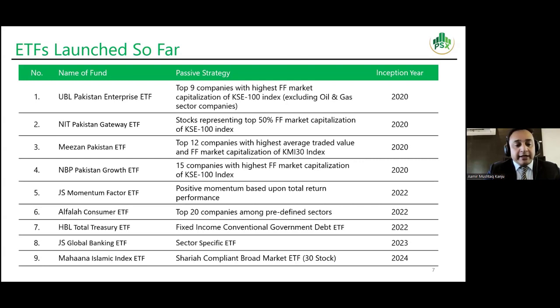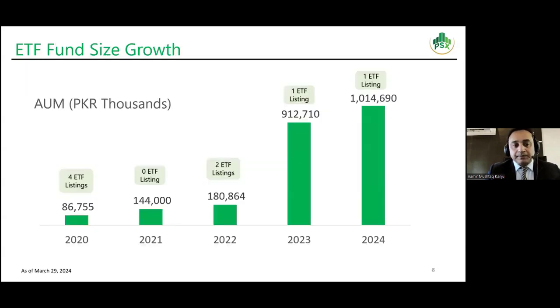Then we have HPL Total Treasury ETF, which is a fixed income conventional government debt ETF. We also have JS Global ETF, which is a sector-specific ETF that tracks the banking sector. Then we also have Mahaana Islamic ETF, which is a Sharia-compliant ETF, second in our Sharia ETF products. It tracks broader underlying constituent stocks than what Mizan offers.